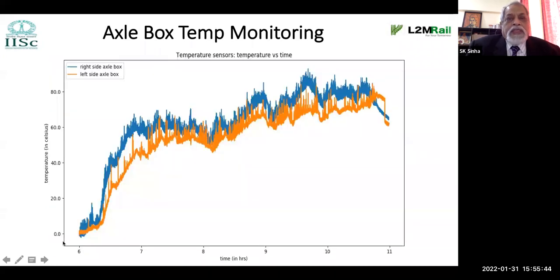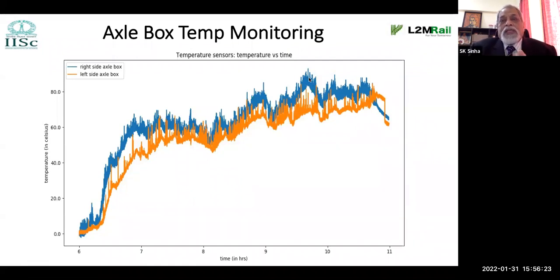We also monitored the temperature of the axle from Bangalore to Chennai. As you can see, it starts at 6 in the morning and ends at 11 o'clock in Chennai. The orange and blue indicate the two axle boxes on the same axle, and that's the kind of temperature profile. We were monitoring it every second. The maximum that we recorded shows a temperature rise of about 90 degrees, with ambient temperature being 30. So the temperature would have been 120.